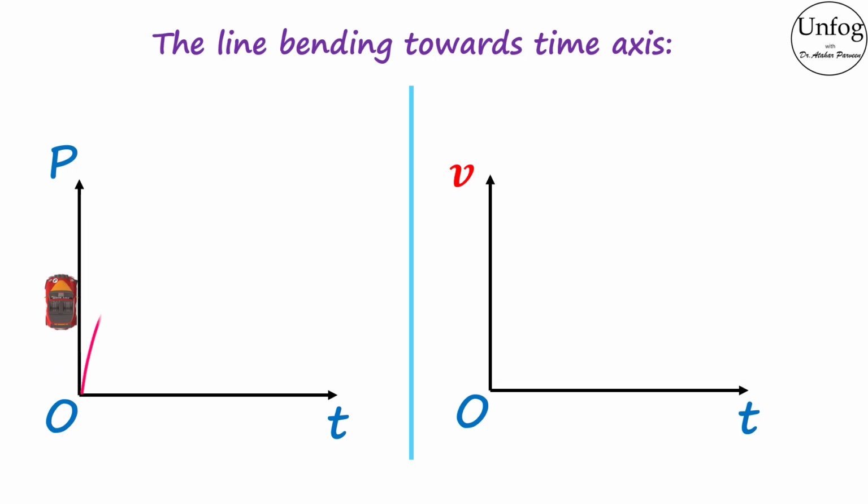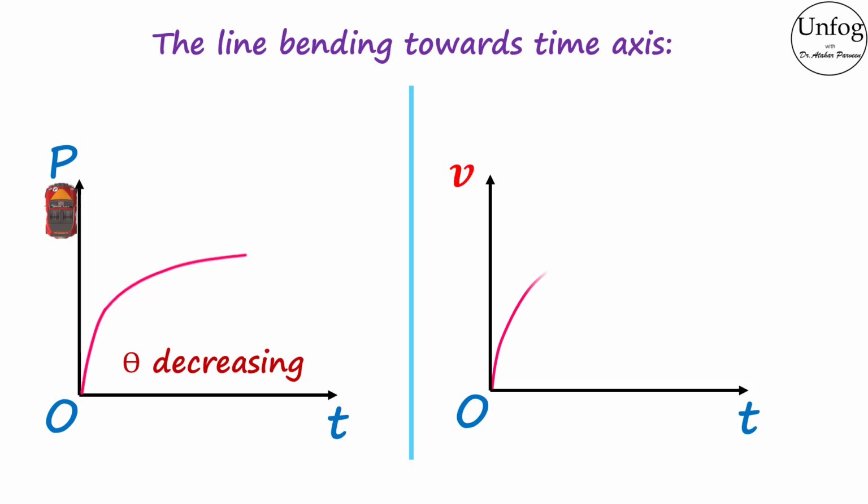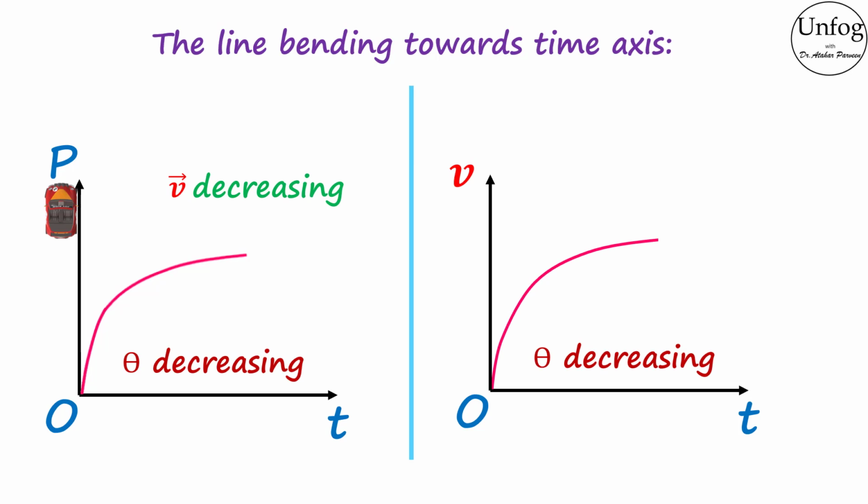The line bending towards the time axis with decreasing theta represents that the velocity of the body is decreasing and possesses a negative acceleration, which is also known as retardation.